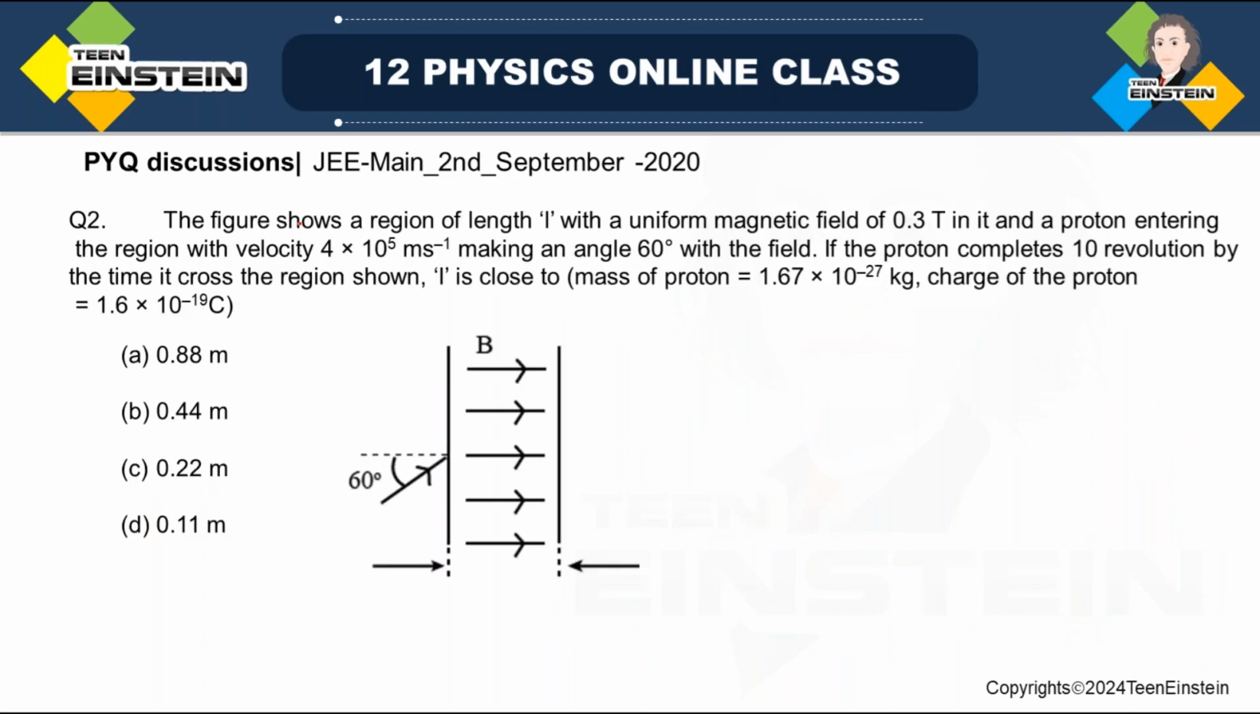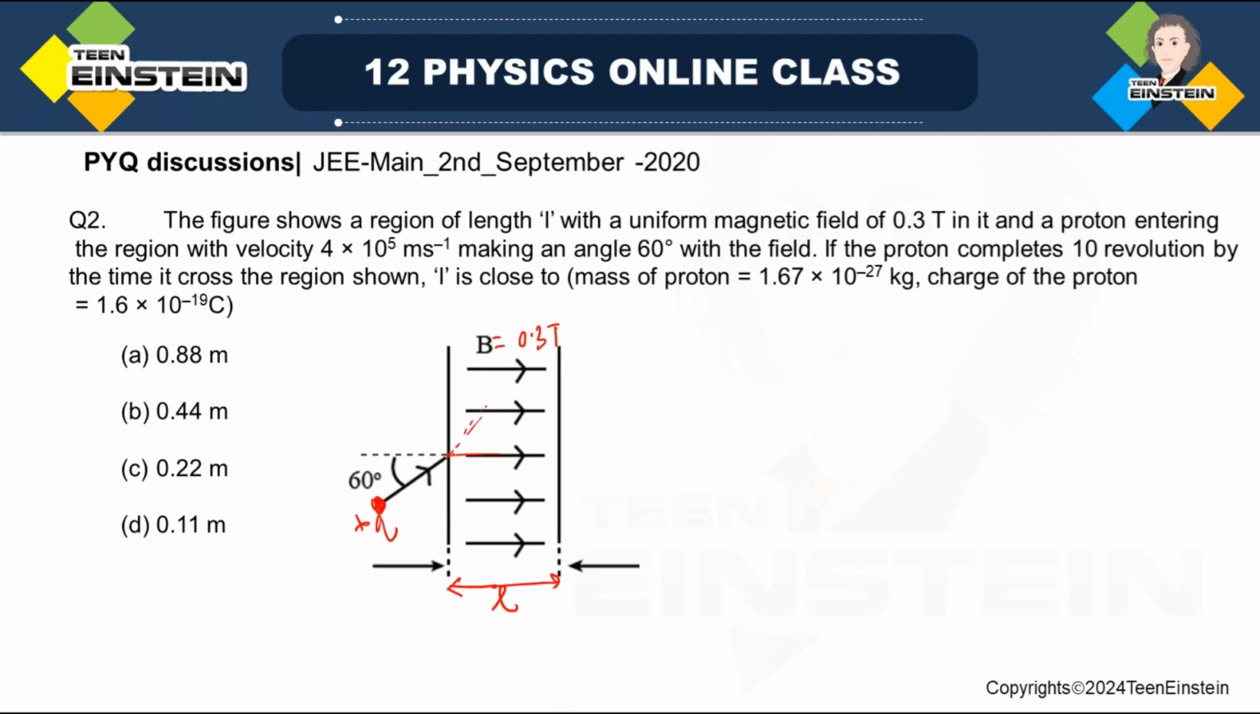So this problem says a figure shows a region of length L. Actually, this has got length L with a uniform magnetic field 0.3 Tesla. So here you can see that this magnetic field is 0.3 Tesla, in it, and a proton entering the region with velocity. So a proton is entering this region with a velocity 4 into 10 to the power 5 meter per second, making an angle 60 degree. So it goes like this.